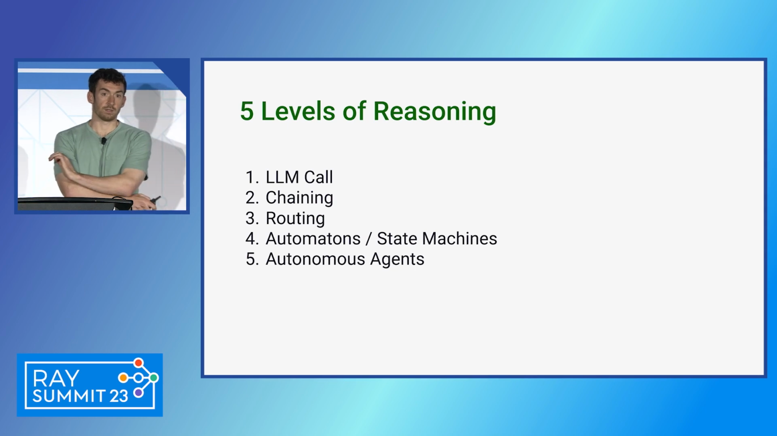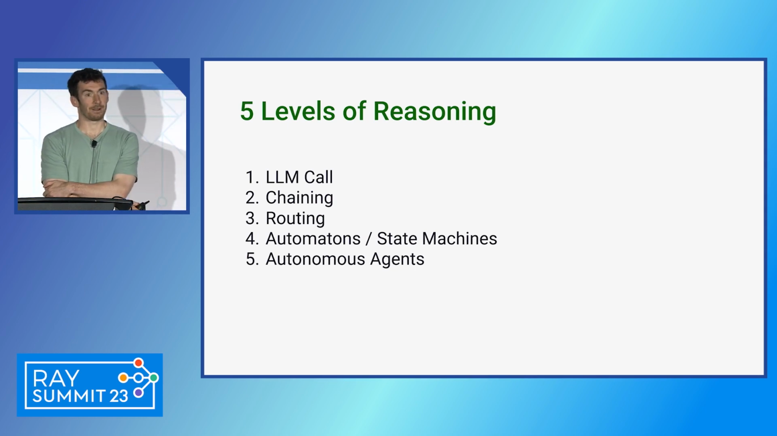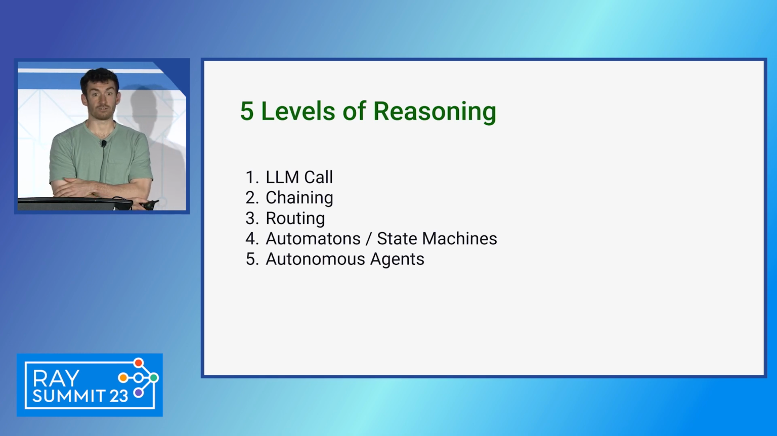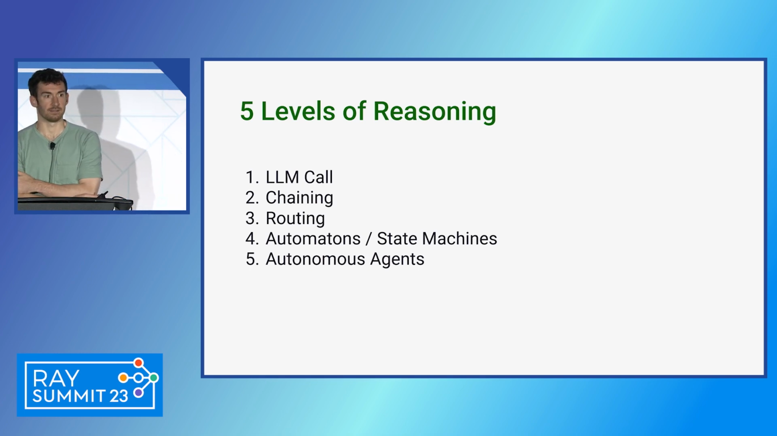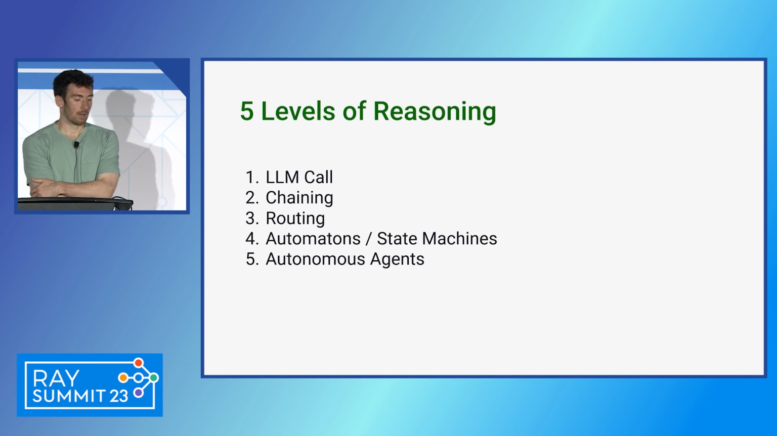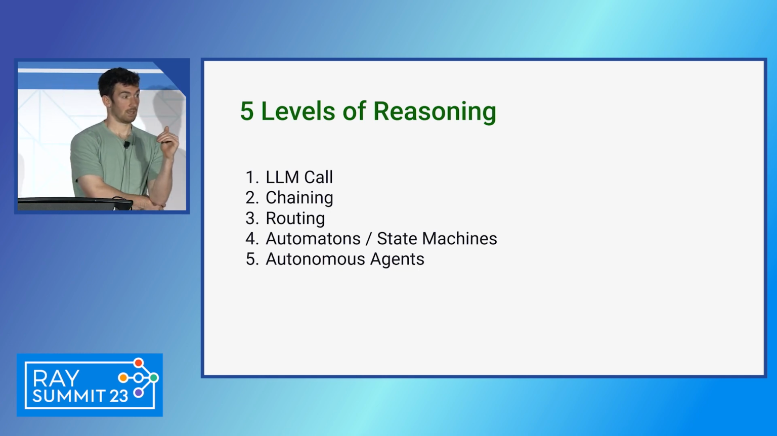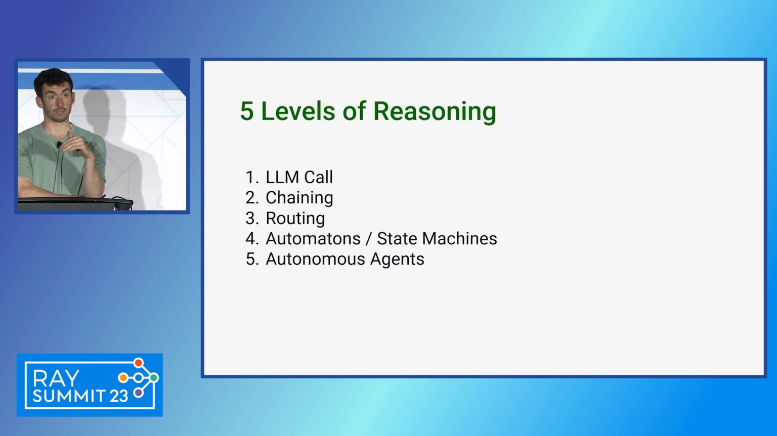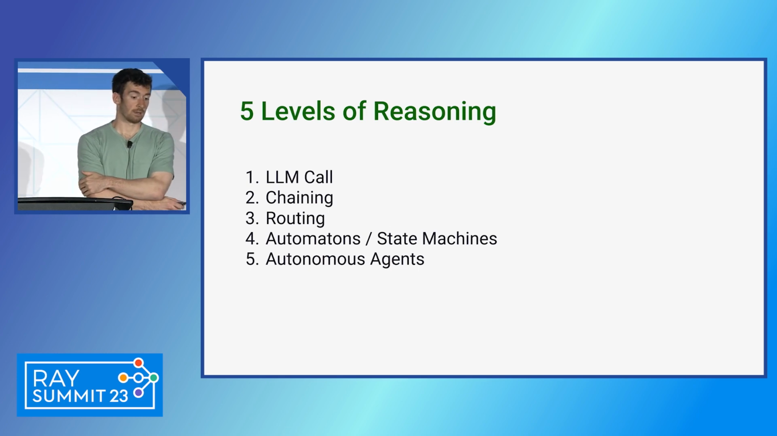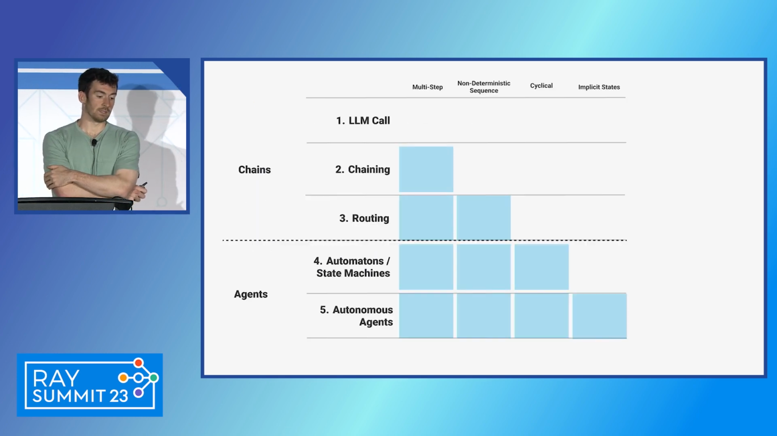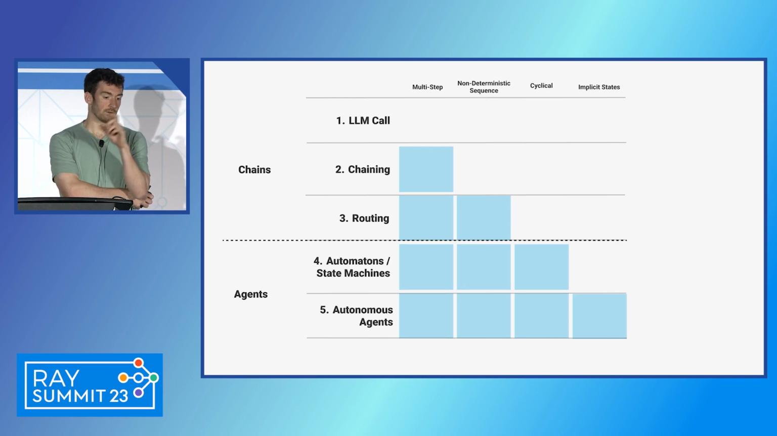There are a few different levels of reasoning, and this is very much a work in progress, by the way. So I'd love any questions or feedback on this in the QA or after the event. There is a bit of a leveling system here, and this leveling is roughly in order of complexity or autonomy as it goes farther down the stack. I'll talk about all of these in detail, but there are clearly different attributes that we see in these different levels.